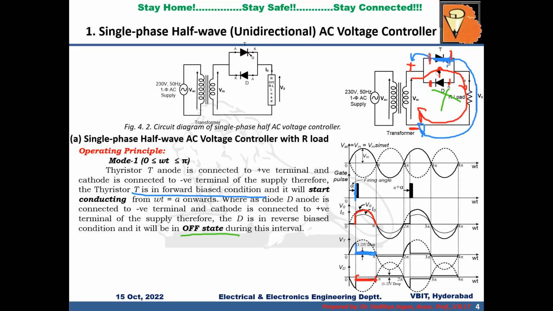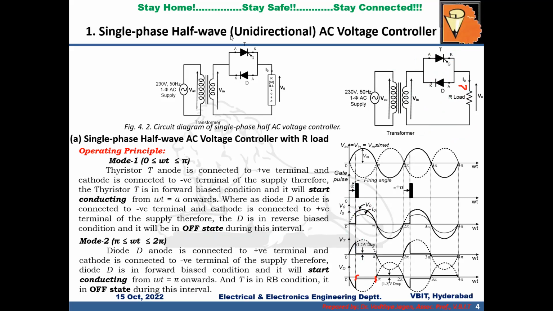So let us focus on the negative half cycle. The negative half cycle will start from pi to 2 pi. So this is the negative half cycle. Previously I said that one terminal is at higher potential and the other at lower potential during the positive half cycle. Now during the negative half cycle, the polarity will reverse. So now this terminal will be at the lower or negative terminal, and this terminal will be at higher potential, right?